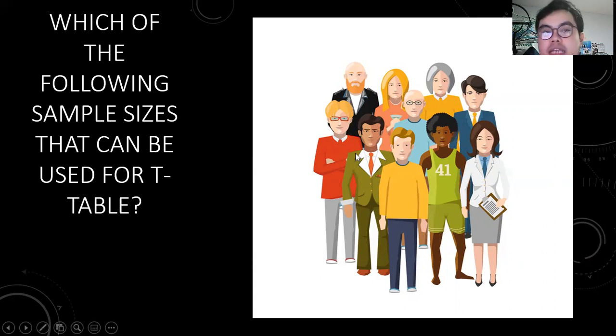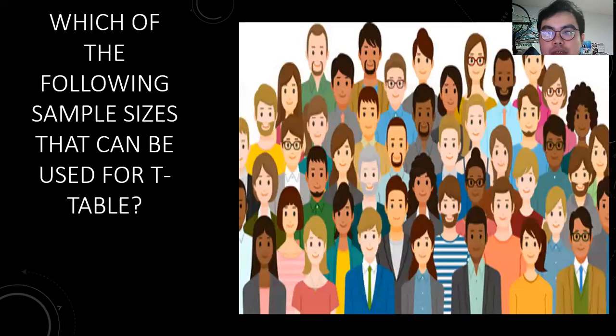For example, I'll be using these people as my respondents for my research study. But before anything else, let me count. 1, 2, 3, 4, 5, 6, 7, 8, 9, 10. So clearly, there are 10 people in this picture. Since this is less than 30, we can tell that this can be used for the t-table. So, yes.